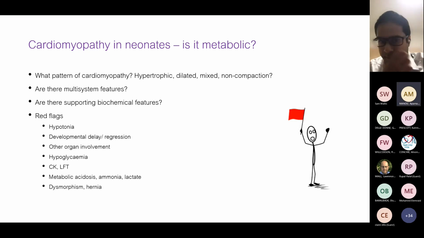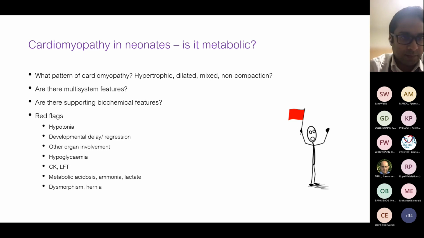There may be other clues, and some of this is not necessarily relevant to the neonatal period. Is there CNS involvement? Is there hypotonia? Are there other biochemical features such as hypoglycemia? Some of the other basic blood tests I've already mentioned. Dysmorphism might be a clue to a genetic or metabolic disorder. Hernias, again, point to lysosomal storage disorders and MPS, which is perhaps more relevant later in life. And of course, there may be a family history, or consanguinity in the family, that might be relevant.